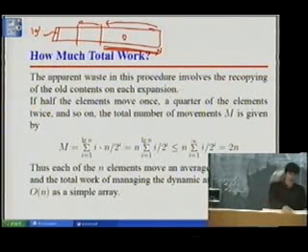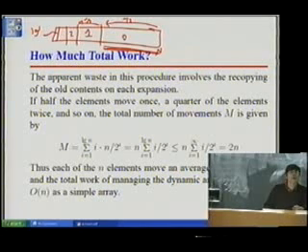What about the previous n over 4 elements? How many times were they moved? Once. Does everybody agree with that? And that's n over 4 of them. There's n over 2 of them. How many elements were moved twice? N over 8. Does everybody agree with that? It's half each time. Does everybody agree with that?